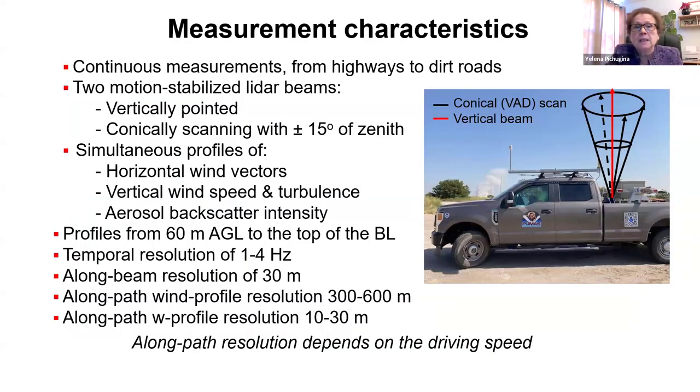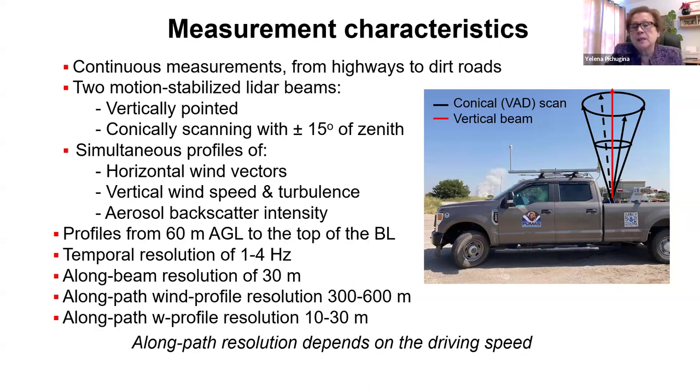Here are the measurement characteristics. As I said, we can do continuous measurements, and the truck can drive on highways and also dirt roads. Here are shown two motion-stabilized LiDAR beams: one vertically pointed and another conically scanning. It provides, as I said already, simultaneous profiles of horizontal wind vector, vertical wind speed and turbulence, and aerosol backscatter. I repeat it because it's very important: these are simultaneous profiles, not like with our other stationary LiDAR, where we had first horizontal winds, then vertical. Here we can get it at once.